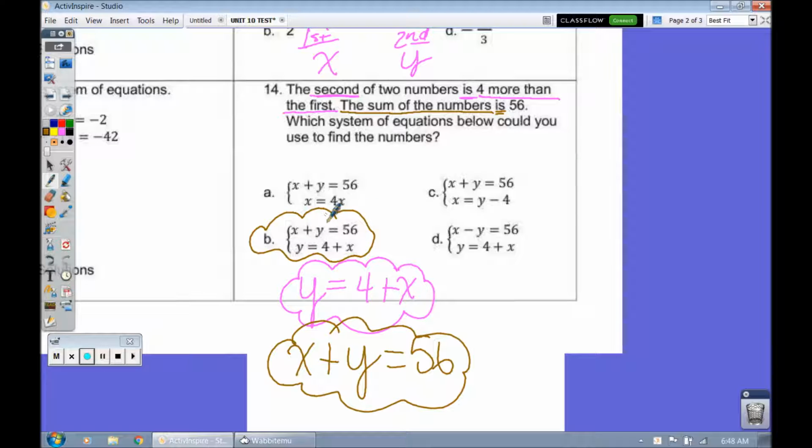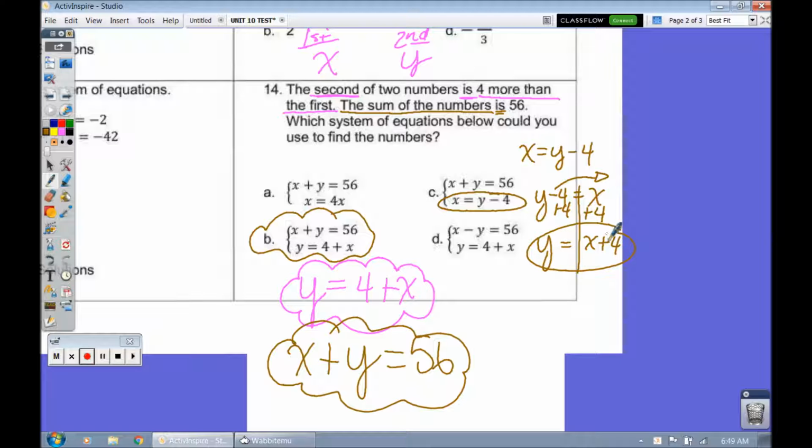I will tell you that C is also a correct answer, because look at this guy right here. If I took x equals y minus 4, and I rewrote it as y minus 4 equals x, and I decided I wanted to move the 4 to the other side, I would do opposites, wouldn't I? Well, it looks like that equation is the same as the one we have right here. So really there are two answers to this equation, B or C.